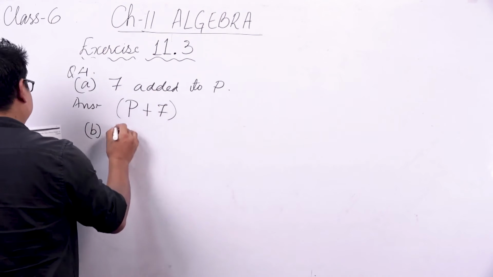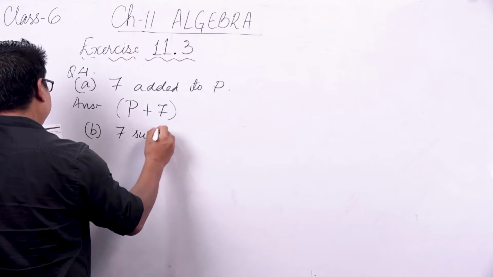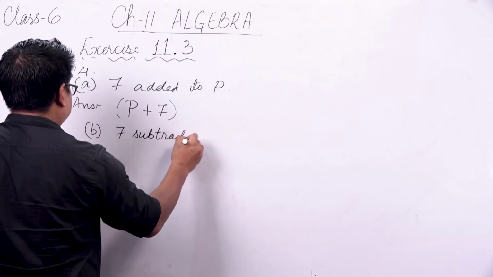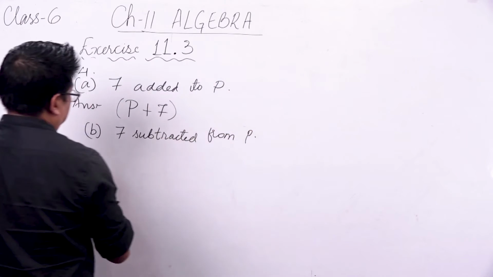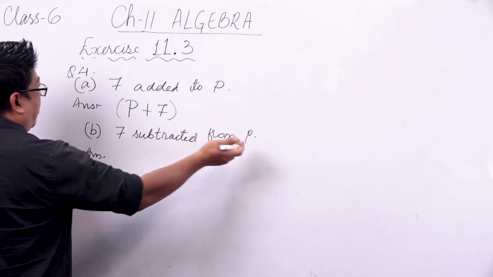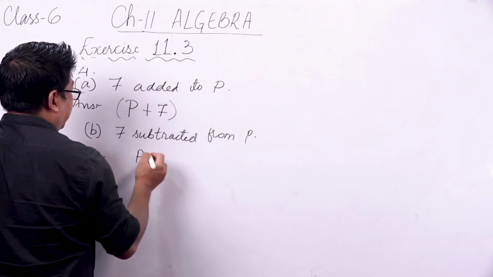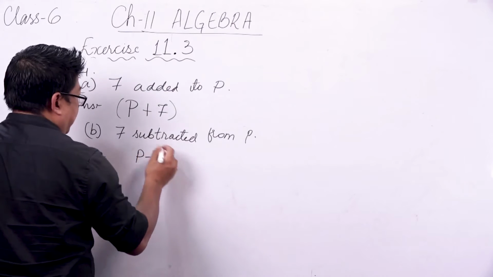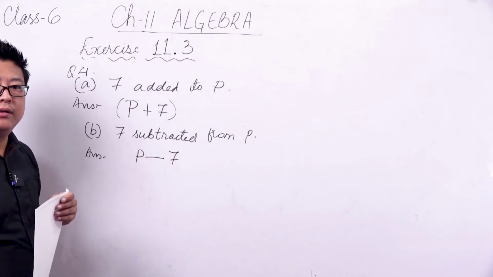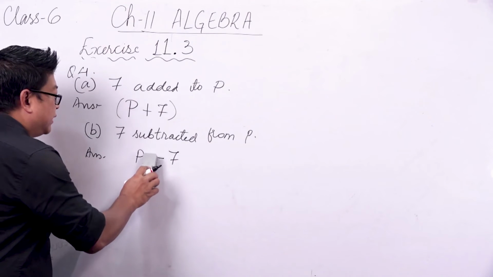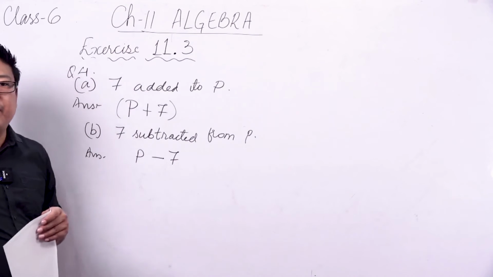Similarly, b, 7 subtracted from p. So from p means p is bigger. So p you write in front. Subtracted means minus 7. All right? P minus 7. This is minus. P minus 7.